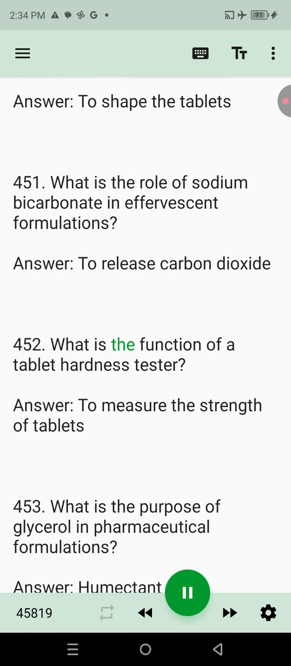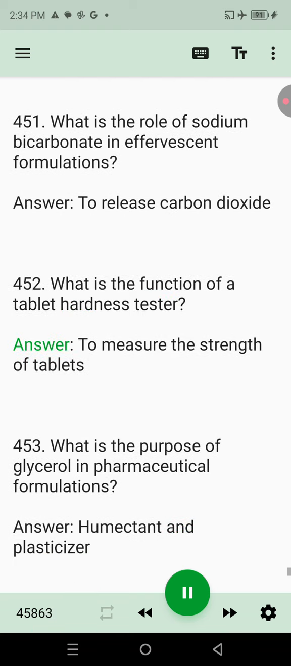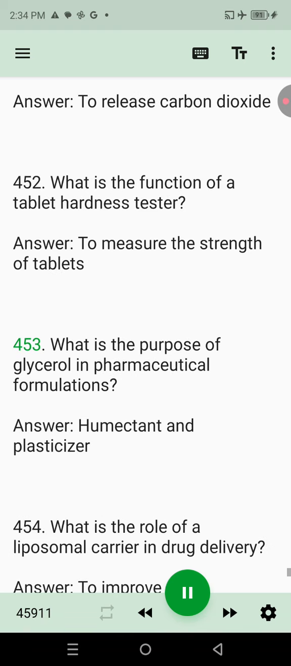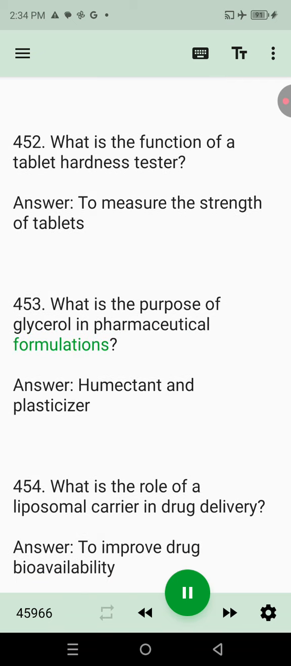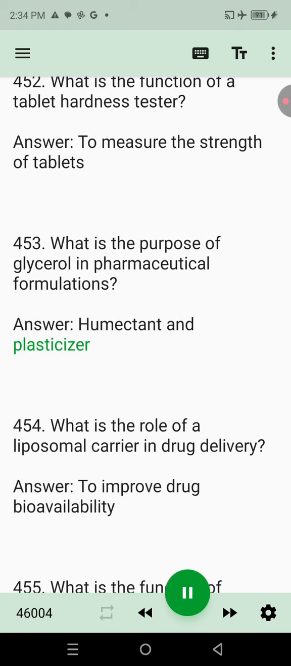452. What is the function of a tablet hardness tester? Answer: to measure the strength of tablets. 453. What is the purpose of glycerol in pharmaceutical formulations? Answer: humectant and plasticizer.